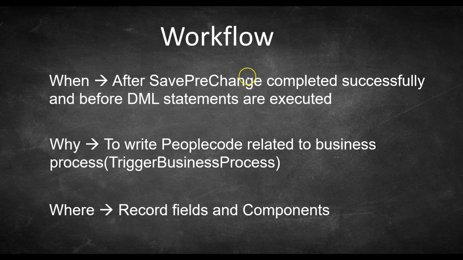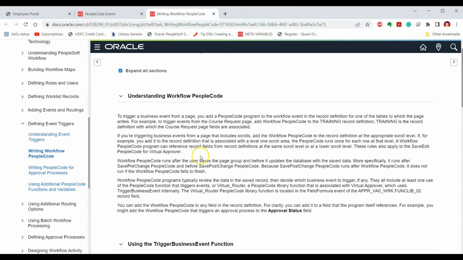The Workflow PeopleCode event is available at record field level and at component level. We can use the official documentation for the Workflow PeopleCode event, and this will give us a very good idea on how to write the PeopleCode in order to trigger the business process.